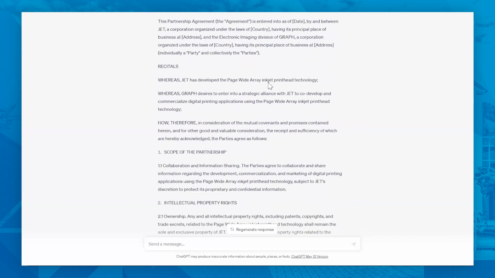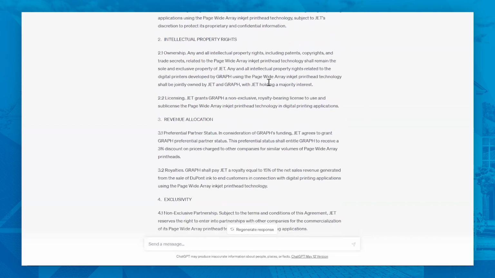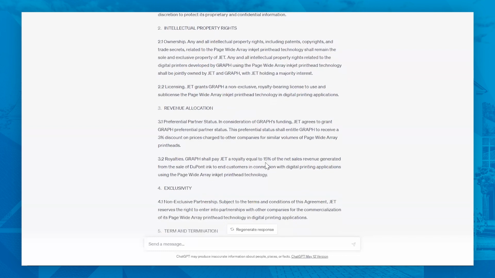And then you see that it creates a new contract. And indeed, what you will see, for instance, is that in the prior contract, Jet received a 10% royalty, and now it even gets a 15% royalty. And in the prior contract, Graph received a 5% discount, and now it only gets a 3% discount. And also in the intellectual property rights, now Jet suddenly gets a majority interest in some of the intellectual property. So you see that ChatGPT is able, based on you defining bargaining power, to adjust the contract, highlighting on which kind of dimensions you have opportunities to negotiate.